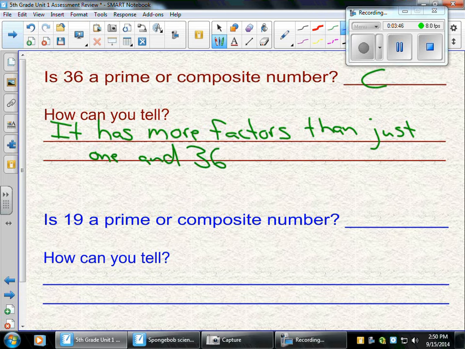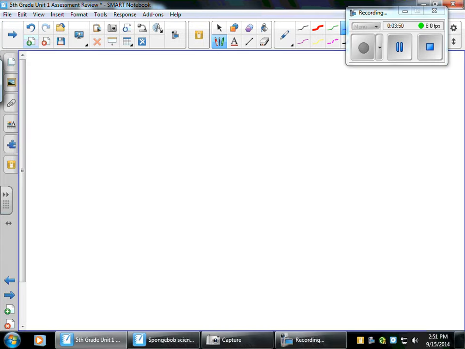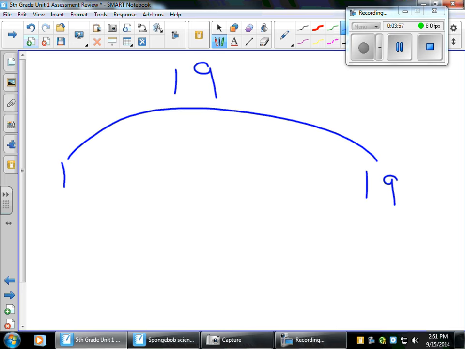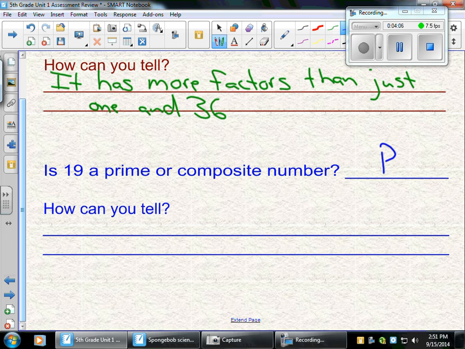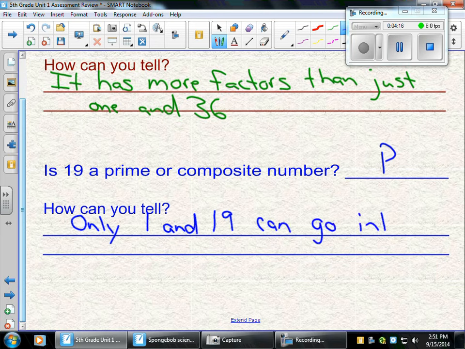Is 19 a prime or composite number? 19 is prime. Why is 19 a prime number? Well, if I take 19 and I'm making a factor rainbow, I got 1 and 19. Can any other numbers multiply against each other to get 19? The answer is no. So that makes 19 a prime number. Only 1 and 19 can go into it. That's why it's prime. Next problem.